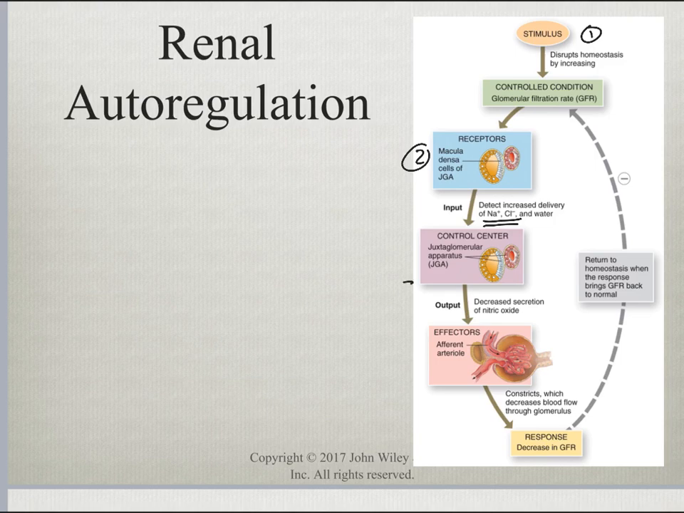It's going to affect the diameter of the afferent arteriole by constricting it, which is going to decrease blood flow through the glomerulus, which is going to decrease GFR. And we're going to maintain this process until GFR is back into normal range. When it hits that normal 125 mL per minute for males, 105 mL per minute for females, it will negate, shut down this feedback loop.